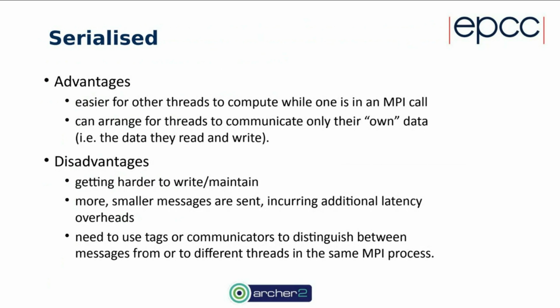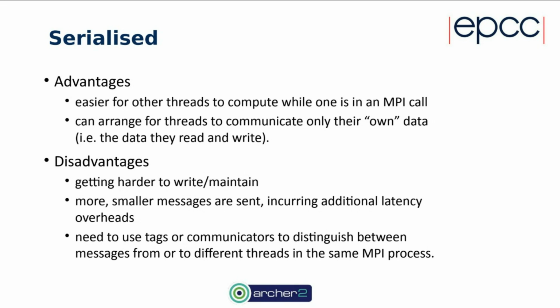Okay. Next up is serialized. So now what are the advantages of this? Well, we now lose this asymmetry. Okay, so it's now easier for threads to compute while others are in an MPI call, and we can also now start to take care of the data affinity problems. We can arrange for threads to communicate their own data. Although threads don't formally own data, threads can now communicate the data that they are reading and writing. So we can get some better affinity properties here.